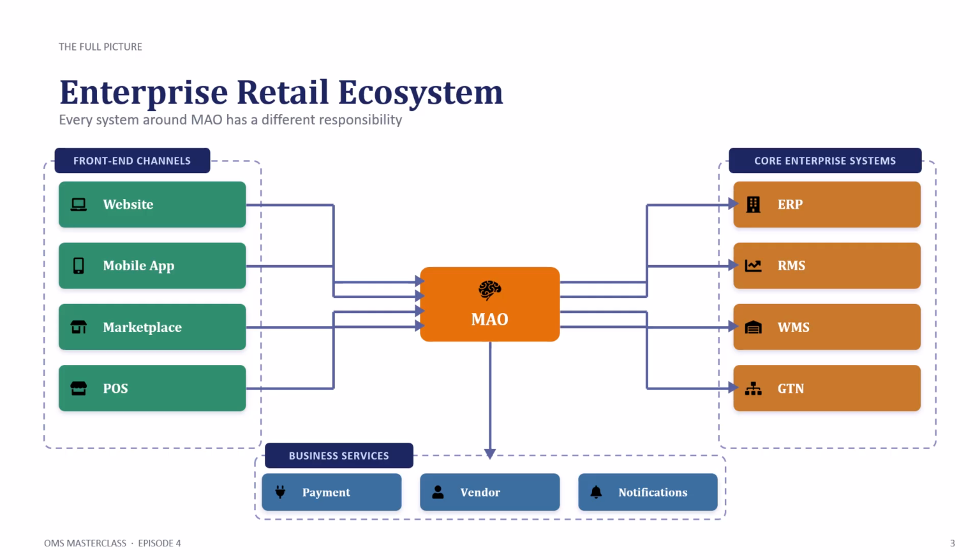And this is where MAO becomes the decision maker. Instead of working in isolation, MAO communicates with different enterprise systems whenever it needs information or has to perform an action. On the right, you can see systems like ERP, RMS, WMS, and GTN. Each of these has a different responsibility, and together they help complete the customer's order successfully. At the bottom, you can see supporting services like payments, vendor systems, and notifications.